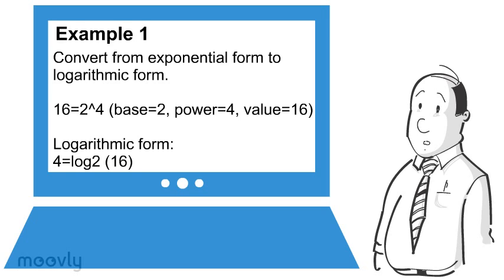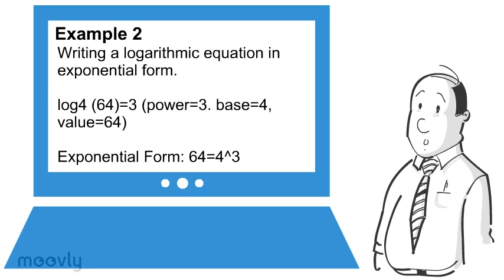In the next example, we are asked to write the logarithmic equation in exponential form. The equation is 3 is equal to the logarithm of 64 to the base of 4. We know that the base of 4 must be placed to the exponent of 3 to get 64. Therefore, the exponential form would be 64 is equal to 4 to the power of 3.